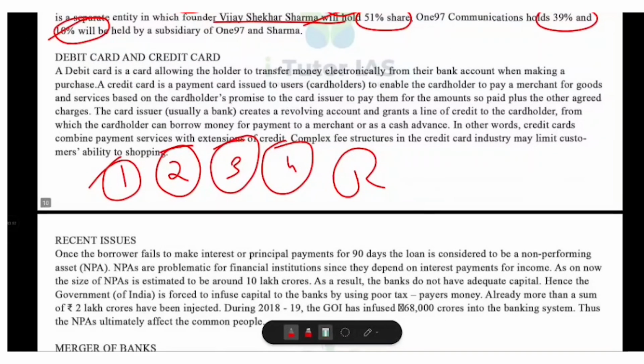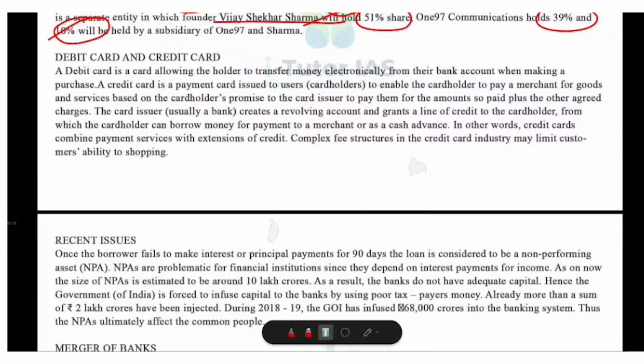Now, let's understand two very common terms that we all use almost every day, that is debit card and credit card. Let's start with a debit card. A debit card is directly linked to your bank account. Whenever you swipe or use this card for online payments, the money is immediately deducted from your account.